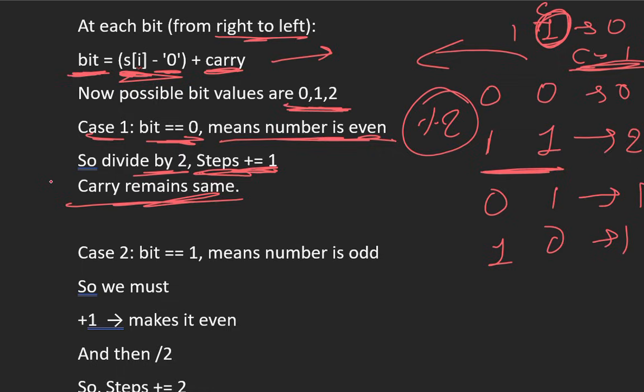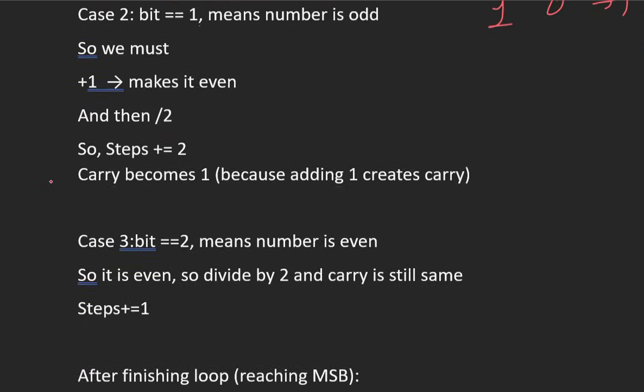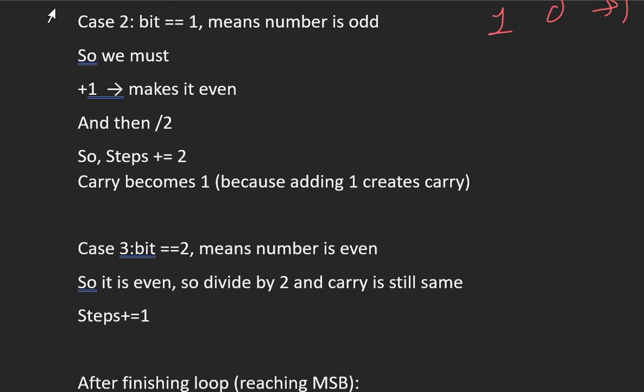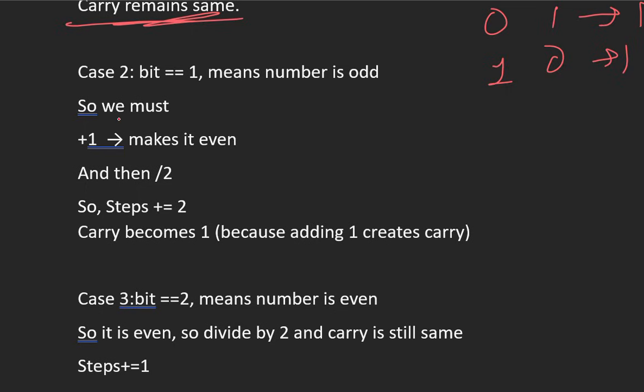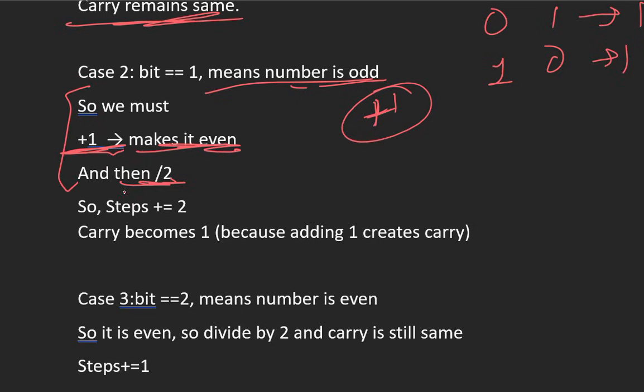So case 2 is, suppose our bit is equal to 1, that means the number is odd, right? In an odd number, what we have to do is add plus 1. Adding plus 1 will make it an even number, right? And once we get the even number, then we divide by 2 on the spot. We won't be adding that one to the whole string, right?